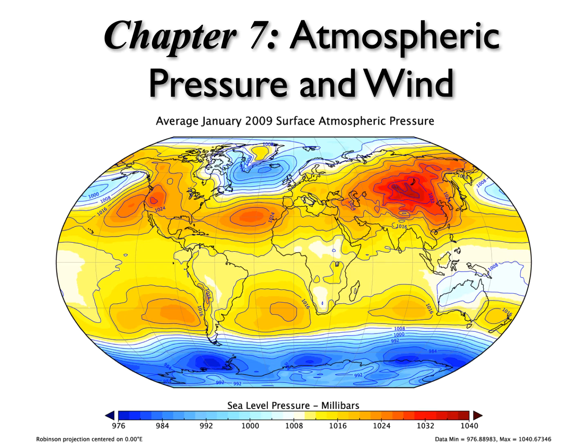Chapter 7, Atmospheric Pressure and Wind. Section 7.3, Surface and Upper Air Winds.